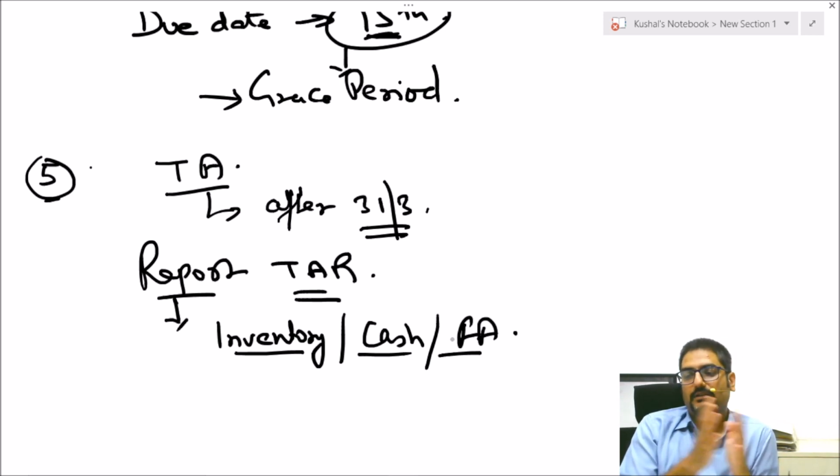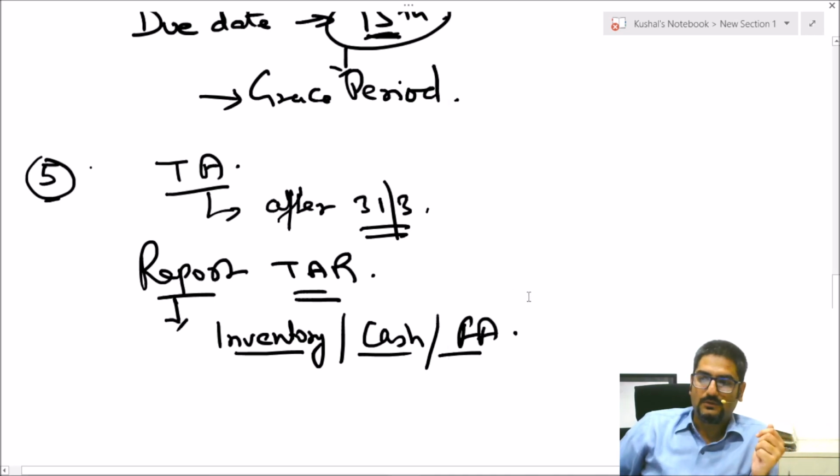So this video was all about 5 important aspects of common mistakes in tax audit reports.